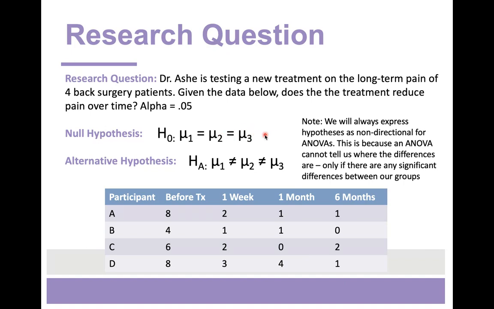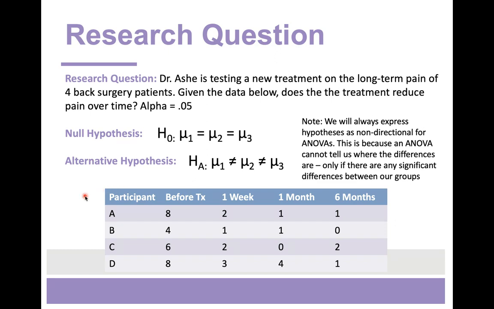Sorry, this should have a 4th one, but you get the idea for the hypotheses. The null is that they're all equal. The alternative hypothesis is that there's a difference somewhere, right? They're not equal. So, given the data below, does this treatment reduce back pain over time?